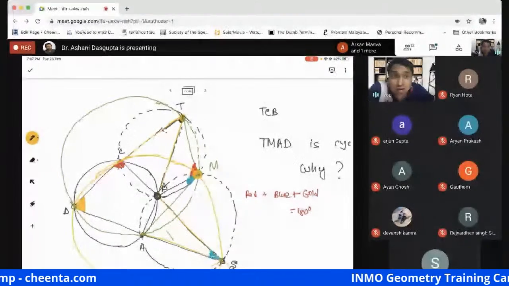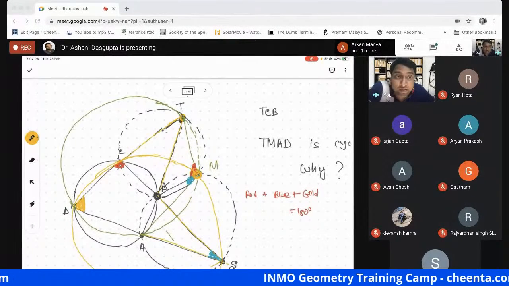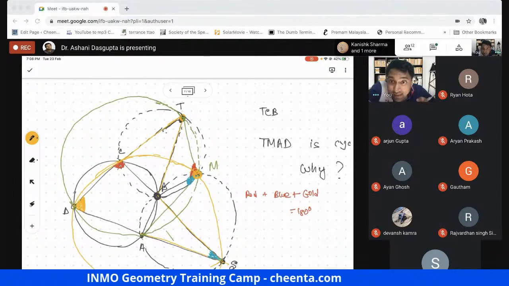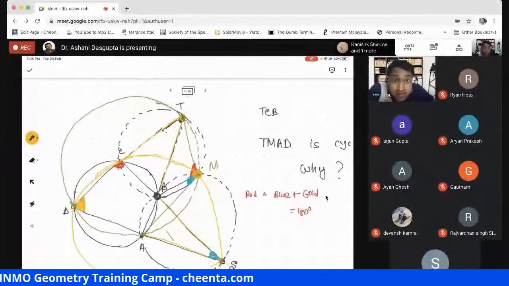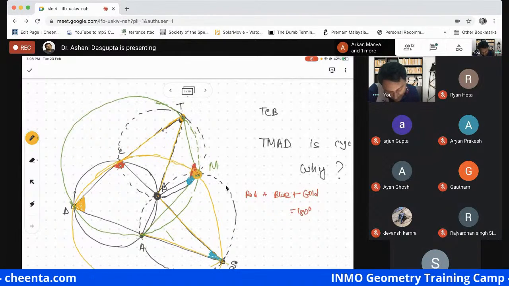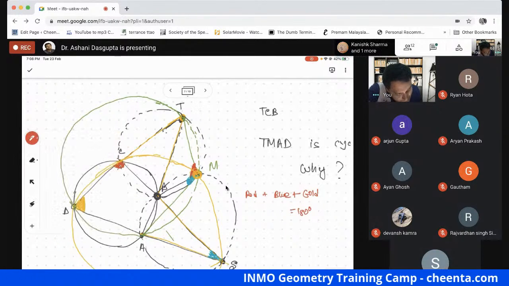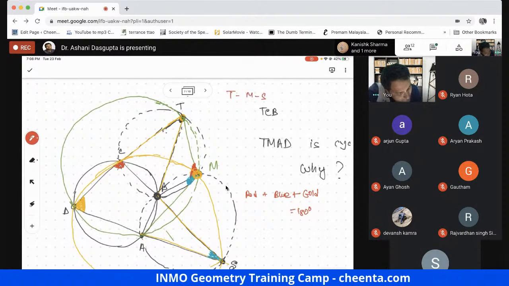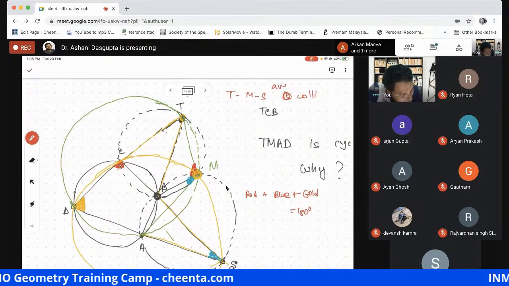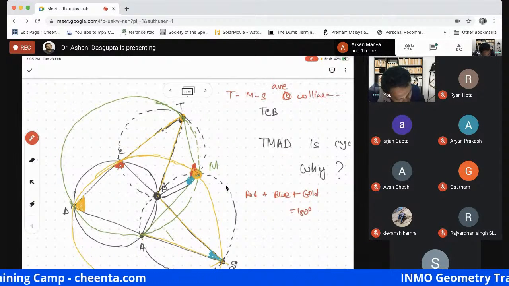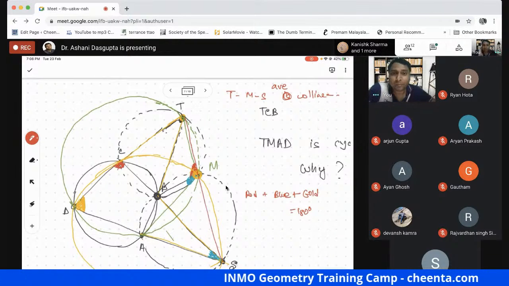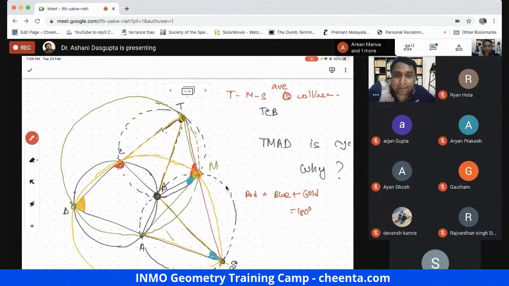Okay, now that you have got a grip on this, can you show that T, M, S are collinear? You can just join T, M, S like this by a single straight line.